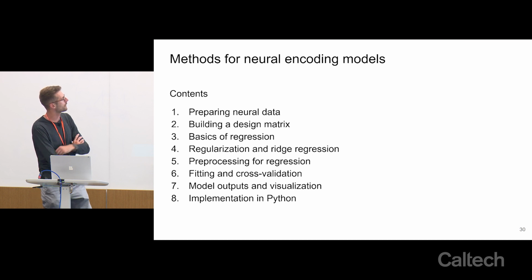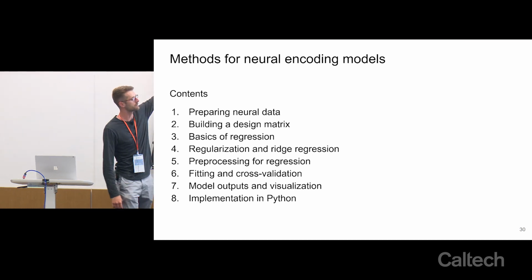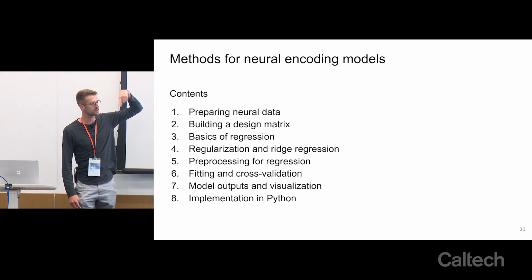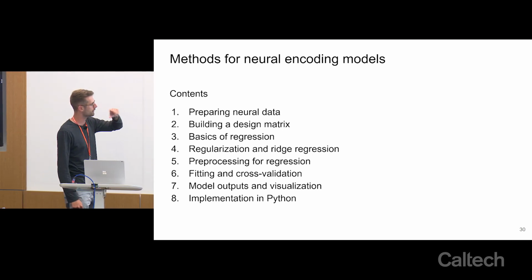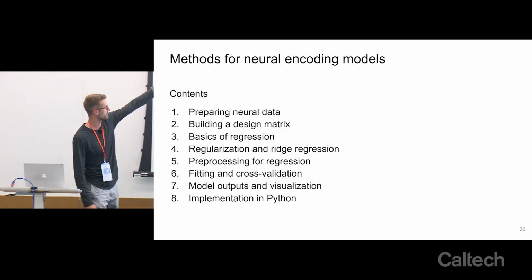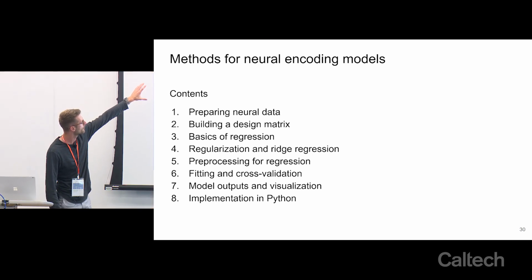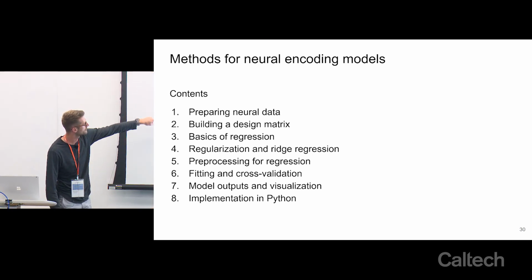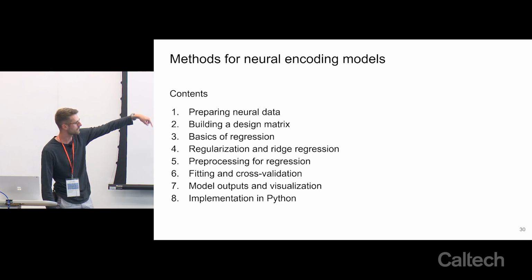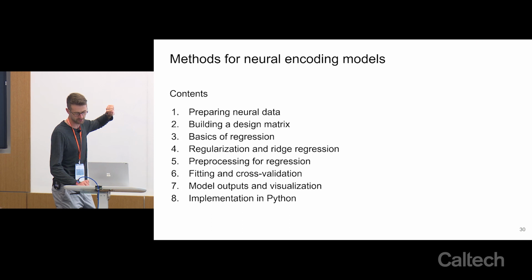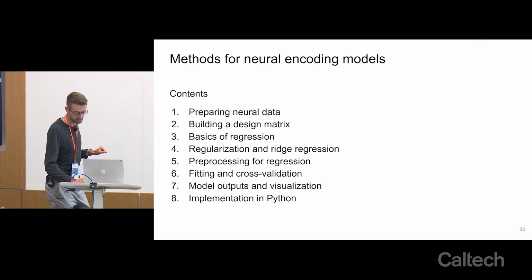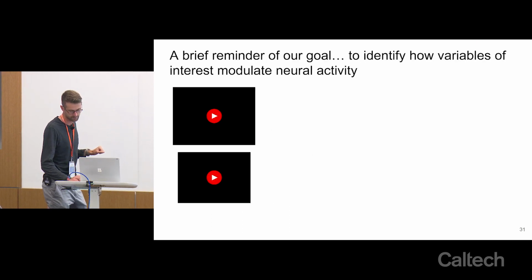We're going to spend a lot of time on building the design matrix because that's probably the hardest thing to wrap our heads around. And then we've already covered basics of regression. We kind of flipped the order. But we'll get into the fitting and the cross-validation and stuff. And I'd like to get you guys onto the notebooks as soon as possible. So we'll spend most of our time on building the design matrix.